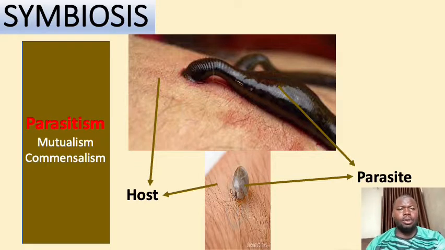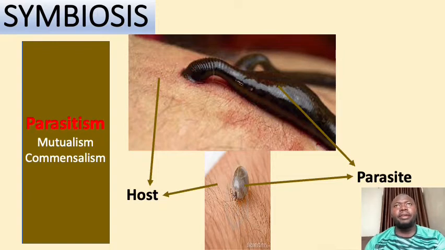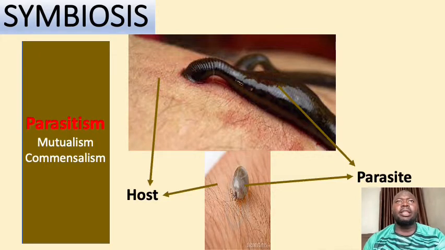Examples are human and tick, or human and tapeworm. The tapeworm lives inside the intestine of the human. They absorb nutrients and live on the human. So in this case, the host suffers while the parasite benefits. Parasitism is a bit different from predation, in the sense that in predation, the predator outrightly kills the prey. In parasitism, the parasite does not kill its host, but with time, it can kill the host.